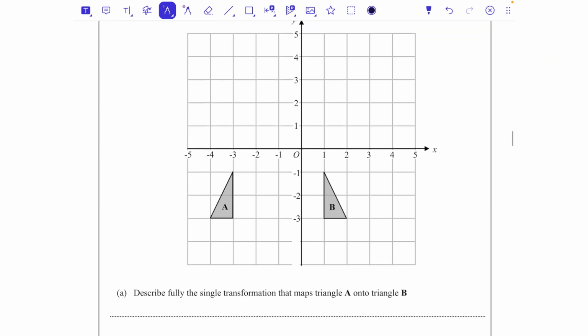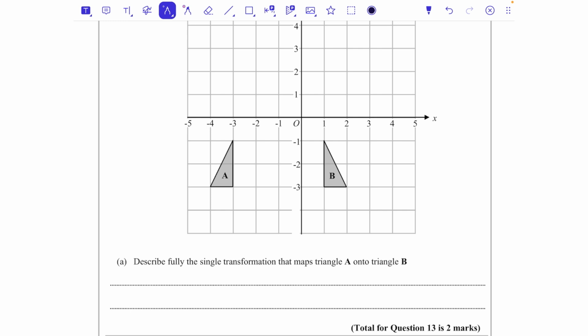Okay, question number 13. Describe fully the single transformation that maps triangle A onto triangle B.